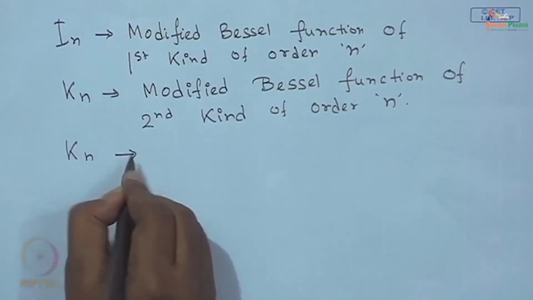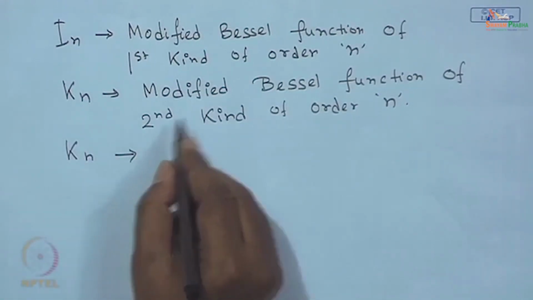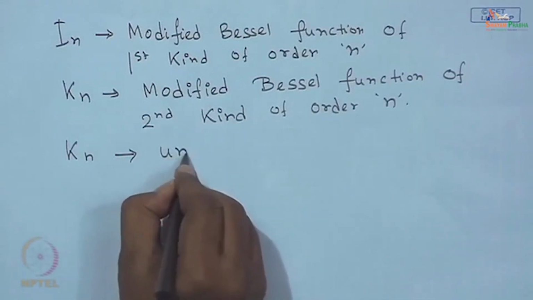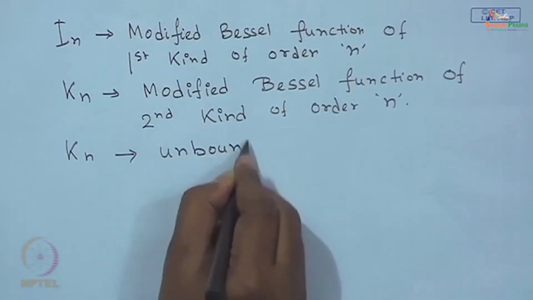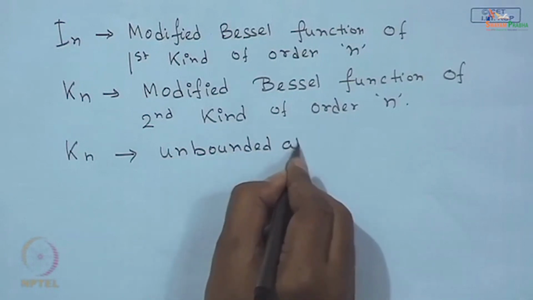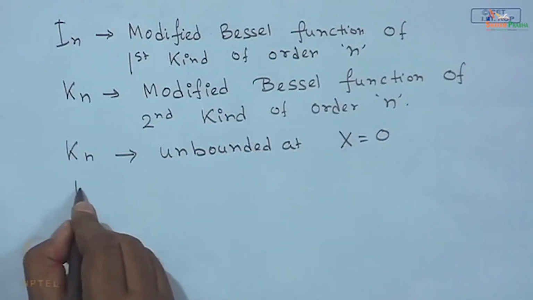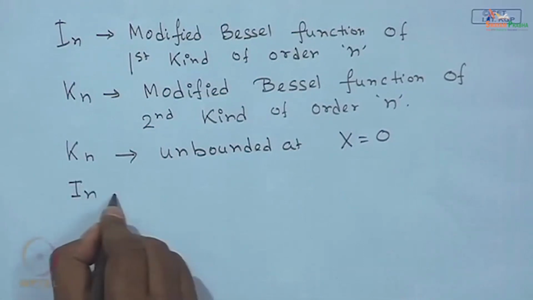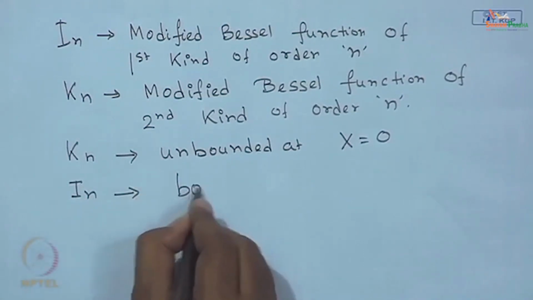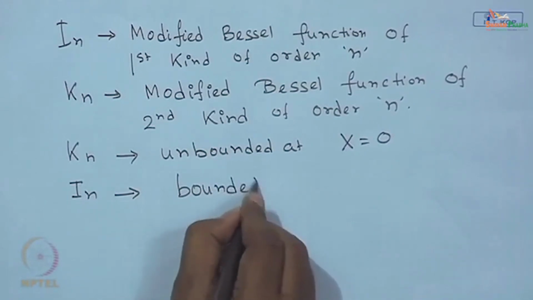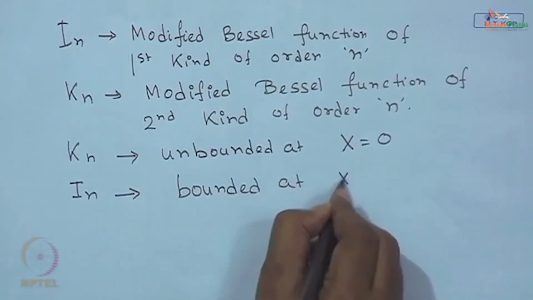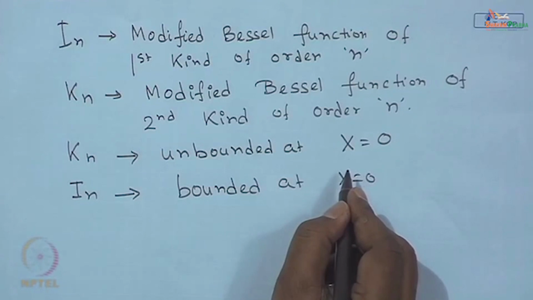For K n, the important property is K n is unbounded at x equal to 0, and I n is bounded at x equal to 0.